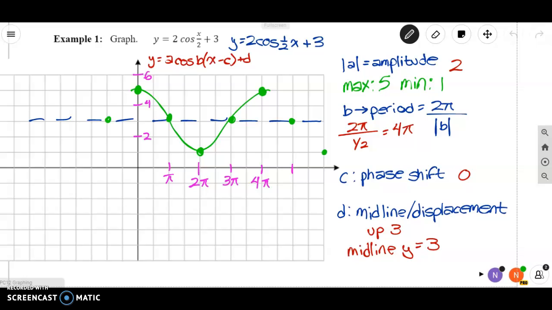You're going to be crossing the midline. Another pi left, you'll be at your minimum. Another pi left, you'll be crossing the midline. Another pi left, we're a little off the grid, but you'll be at your maximum. So once you have the basic shape, it's really easy to just repeat it to extend your graph if you need to. And that's our basic idea.